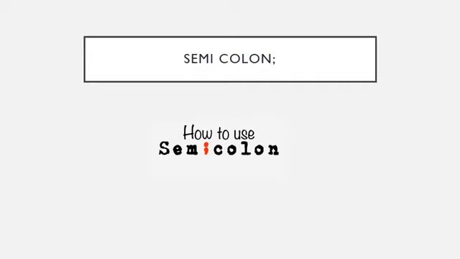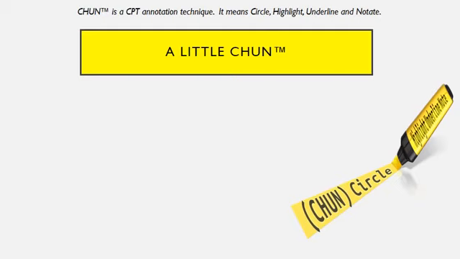We have one more symbol to talk about, and that is a semicolon. Now, in order for us to understand the role of the semicolon when it comes to coding and the CPT manual, let me explain a little bit about CHUN. Well, CHUN is a CPT annotation technique, and it means circle, highlight, underline, and notate. Now, here are the players in CHUN.